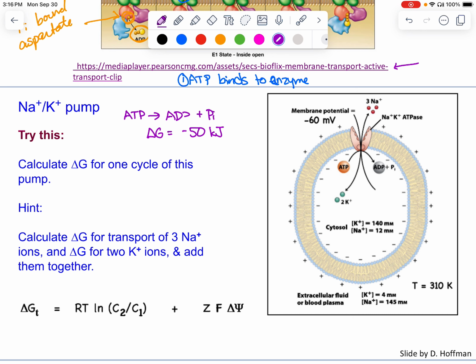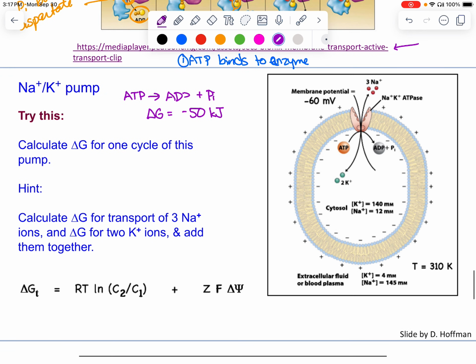So what you need to do is calculate the total Gibbs free energy change for the sodium and for the potassium. We've done this before earlier in this video, so I'm not going to take the time to do it, but I do want to point out that when you calculate, say, delta G total for the sodium, you have done it for one sodium. So you're still going to plug in +1 there, because you're doing the charge on each ion.